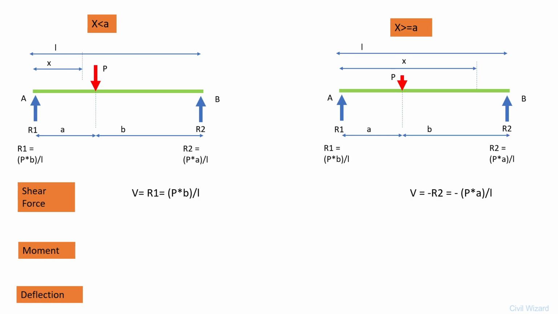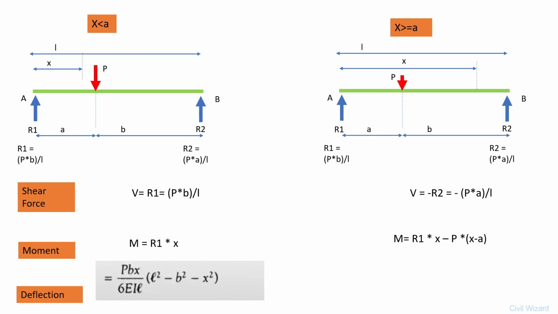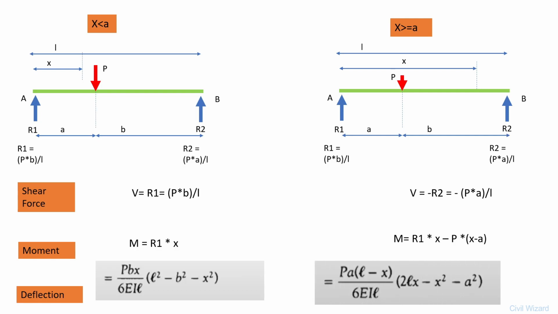Talking about the moment, when x is less than a, the formula will be M equals R1 times x. And when x is greater than or equal to a, the formula will be R1 times x minus P times (x minus a). P is the force. Talking about deflection, the formula when x is less than a is shown on the screen, and when x is greater than or equal to a, you can see it on the screen.